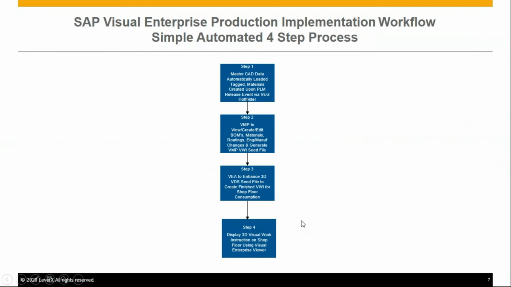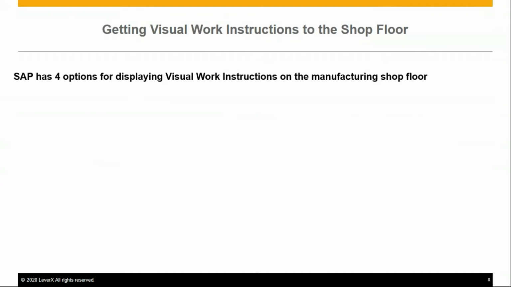And then step 4, we're going to display this 3D visual work instruction on the shop floor using the Visual Enterprise Viewer. And there are many delivery mechanisms. SAP has 4 options for displaying the finished visual work instruction on the manufacturing shop floor. Option number 1, the HTML5 template with the embedded Visual Enterprise Viewer. The reason that we like this option is because with HTML5, that is a newer web browser, say a more modern day Firefox or Chrome, we can embed the Visual Enterprise Viewer inside of it, which means we never have to install anything. There's no footprint. There's no viewer installed. It's embedded inside of the web browser. So that's a neat option.